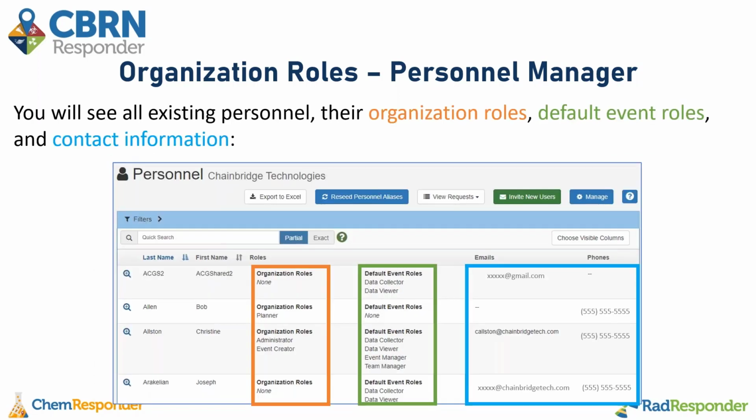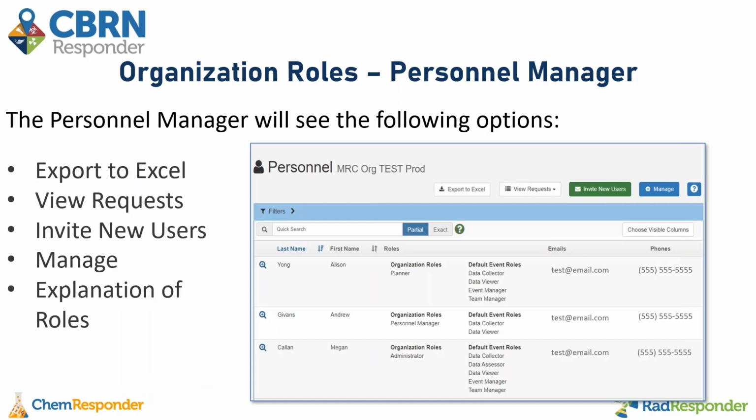On this page, they will see all existing personnel in their organization, as well as the organization roles, default event roles, and their contact information. As the personnel manager, you will see these following options. And to reiterate, if you are the admin and planner, you will see these as well.